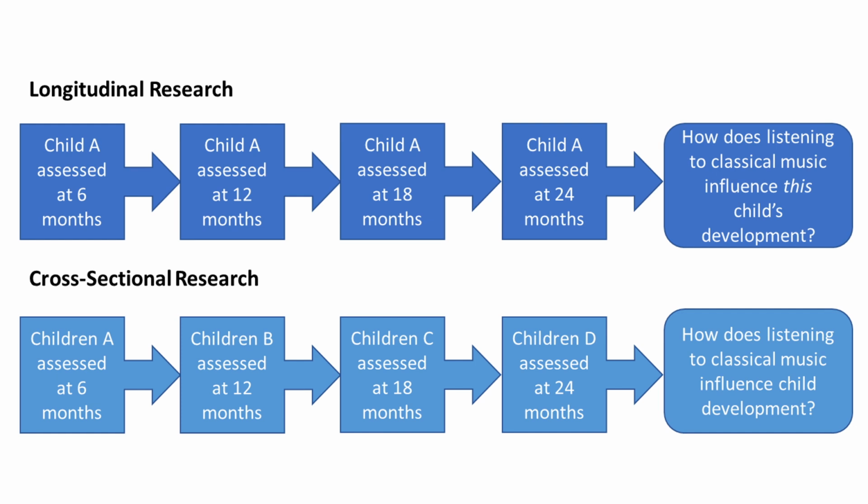Now, longitudinal research involves looking at the same child or the same group of children as they grow and age. So, here we have an example where child A is assessed at 6 months of age. Then we look at that same child or group at 12 months, and then 18 months, and then 24 months. So we could look at how their, say, preference in listening to music changes over time, or something like that, whatever you're looking at. So you could do a study where you follow the same child over long periods of time.